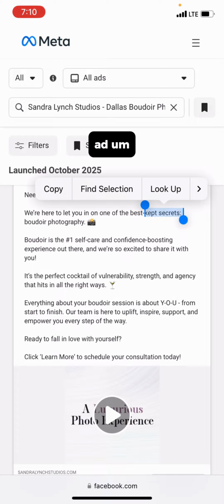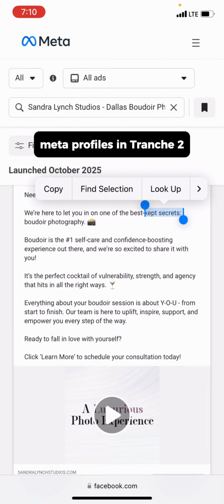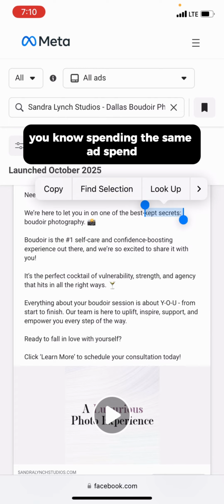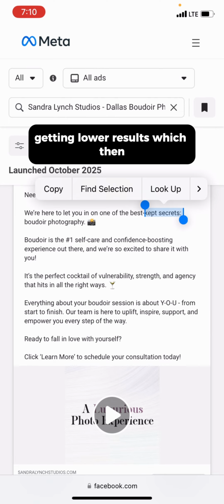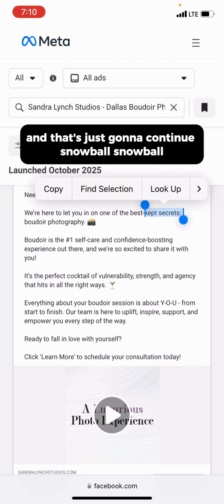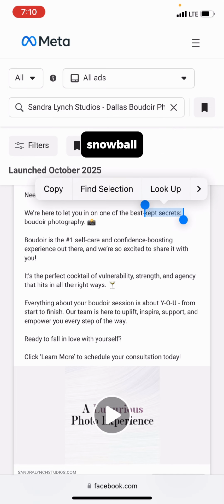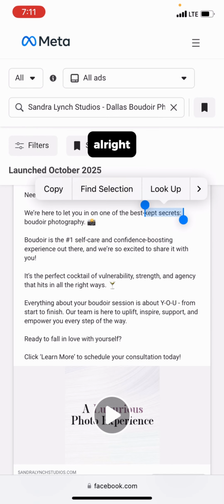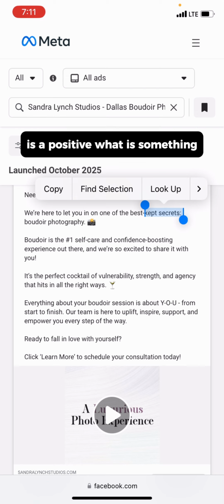Meaning our ads are going to go to worse and worse Meta profiles in tranche 2. And that's going to result in us spending the same ad spend, getting lower results, which then puts us in the downward spiral of despair. So that's just going to continue to snowball and snowball until our ad burns out, dies, and we got to refresh creative.